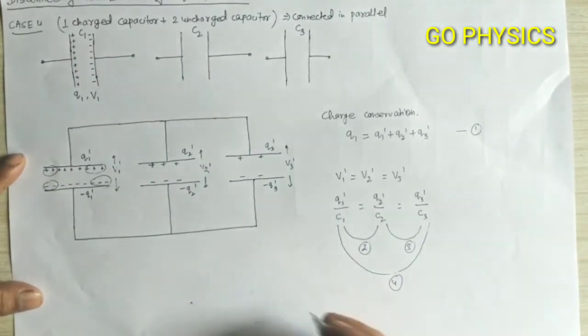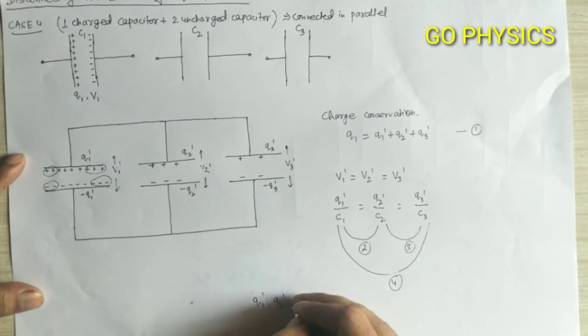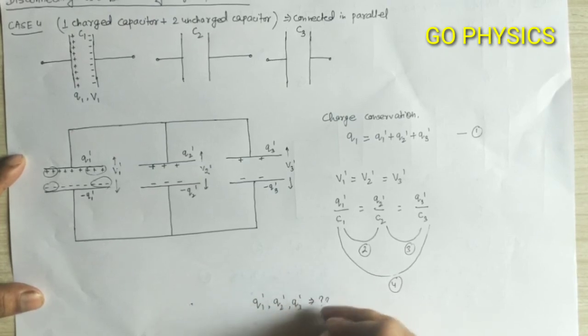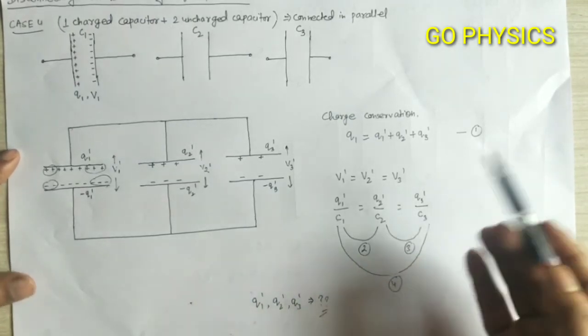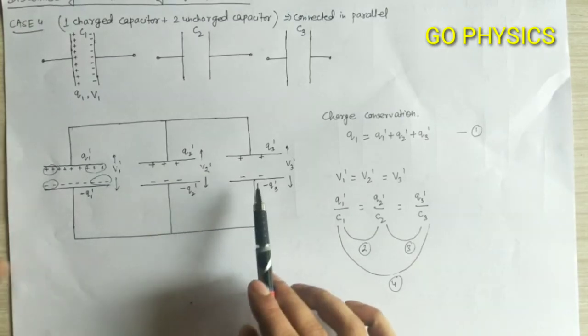And what are the unknowns? The unknowns are Q1 dash, Q2 dash and Q3 dash. So from these 4 equations we can take any 3, and we will get the final values of the charges on all 3 capacitors.